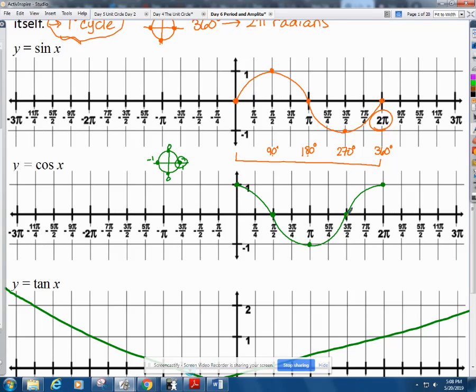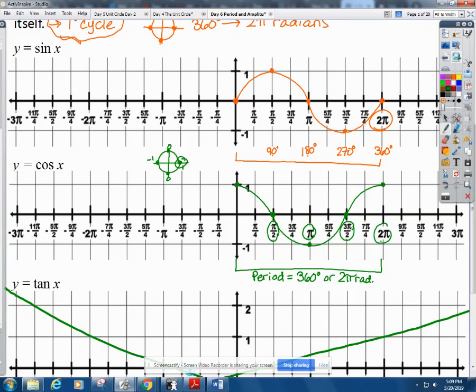Whatever the graph looks like, you're looking for the 4 axes. 90 degrees, 180, 270, 360. So there's one cycle. What is the length of one cycle before you go around the circle again? The period would be 360 degrees, or 2 pi radians. Okay.